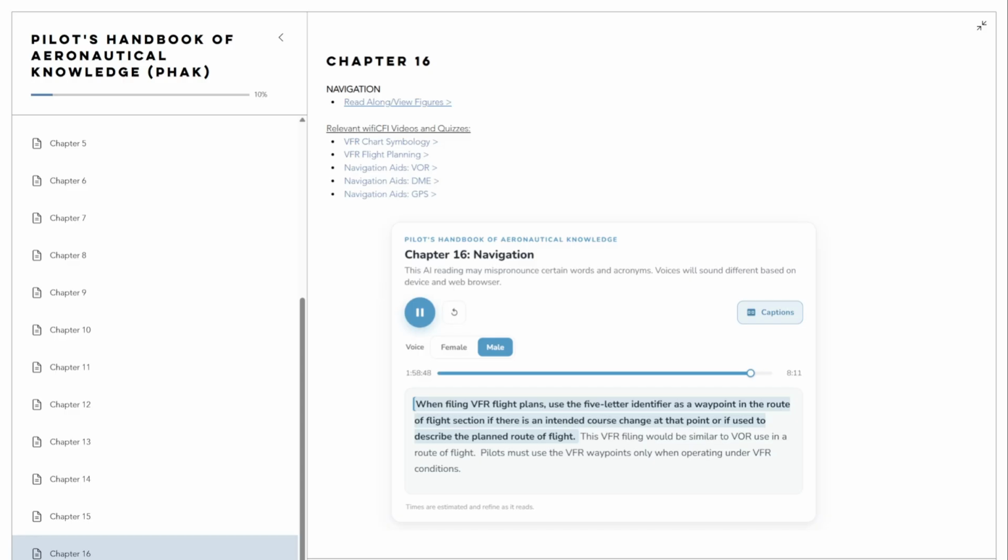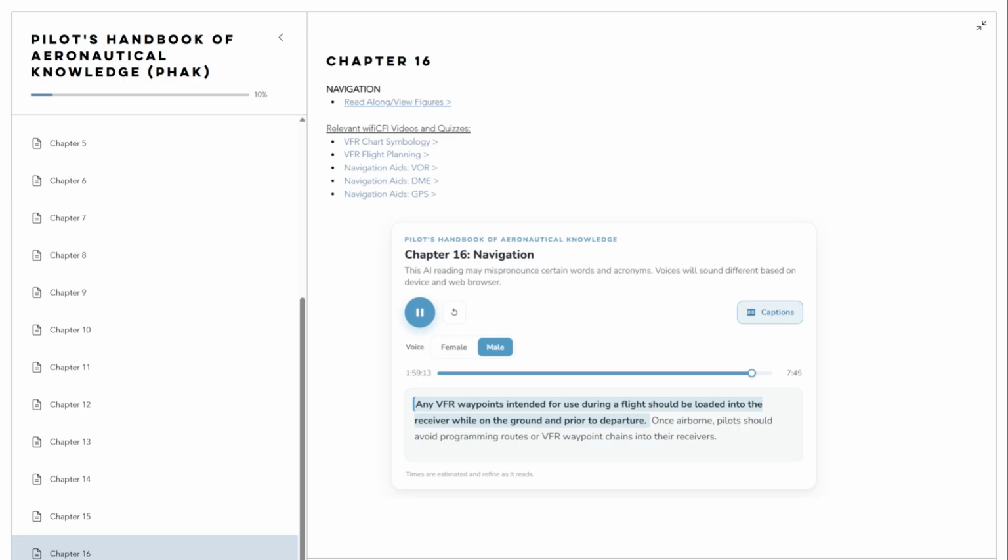When filing VFR flight plans, use the 5-letter identifier as a waypoint in the route of flight section if there is an intended course change at that point or if used to describe the planned route of flight. This VFR filing would be similar to VOR use in a route of flight. Pilots must use the VFR waypoints only when operating under VFR conditions.